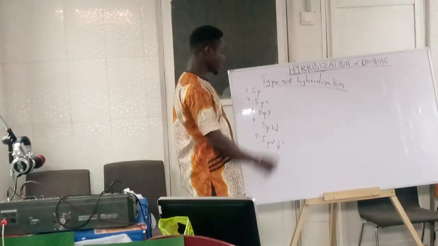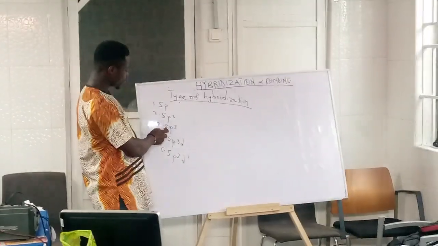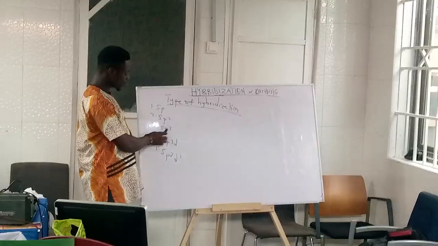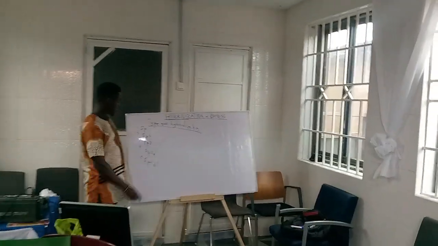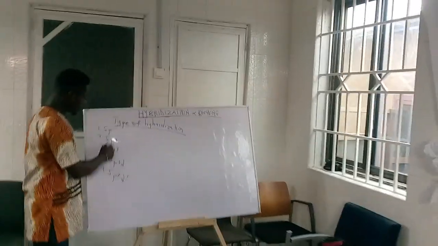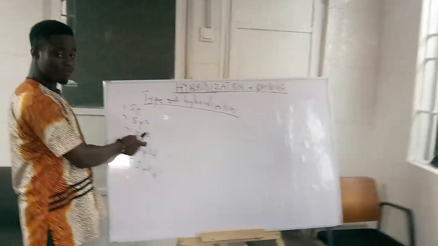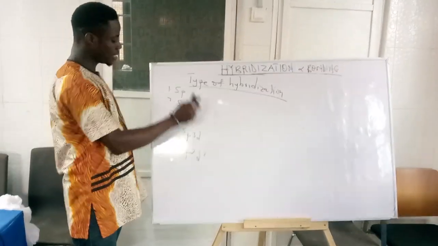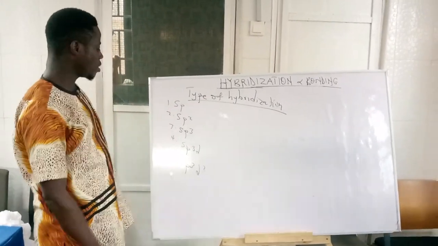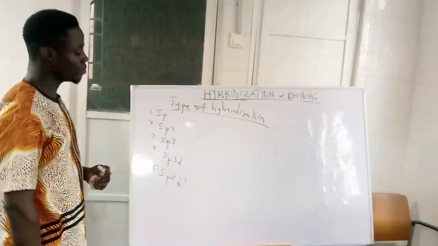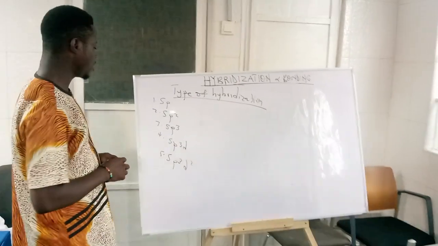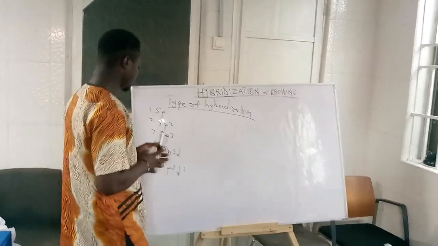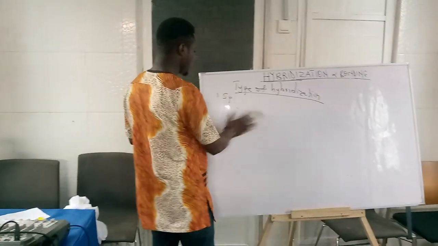Under sp3 hybridization, we said this is also formed as a result of mixing an s orbital with three p orbitals. Anytime we do that, we have four new hybrid orbitals formed. The bond angle under this is 109.5 degrees. There are some molecules under that which exhibit the various types of hybridization. Now let's look at sp3d hybridization.